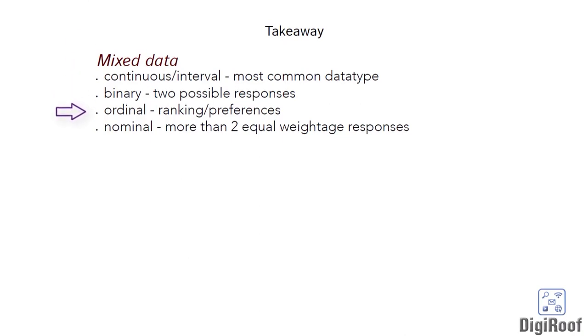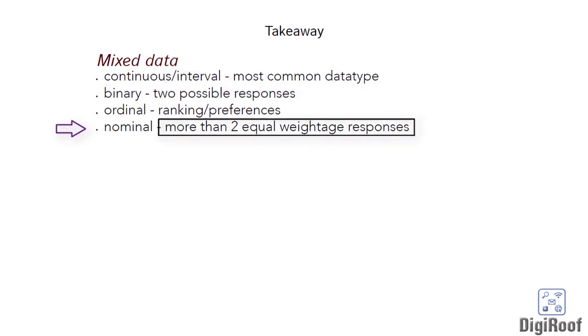We also understood ordinal variables, which are data with some kind of order. The variables in such data typically include rankings or preferences, such as preference of desserts among survey takers. The last kind of variable that we understood was nominal. These variables are an extension of symmetric binary variables. Nominal variables have more than 2 possible responses, and they all are equally important.